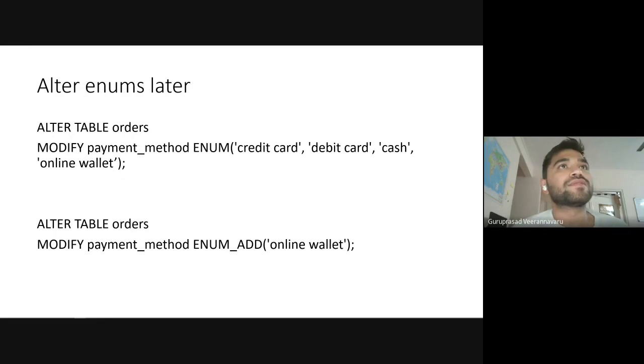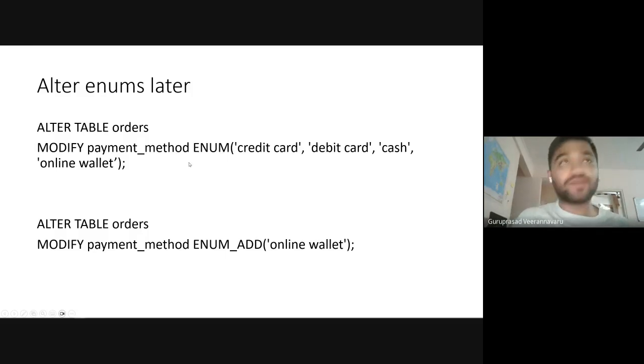I think we had discussed this also. Somebody had asked me, how do we add enums at a later point in time? ALTER TABLE can be used to do that. You say modify, then the column name, and then you can either add all the new enums or just one single enum type. Like here, it was credit card, and initially, let me just show this to you.